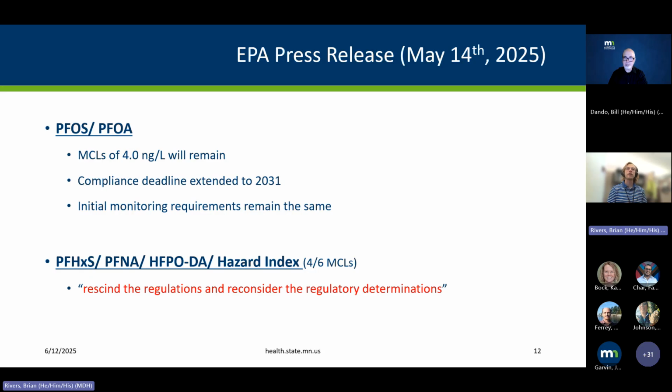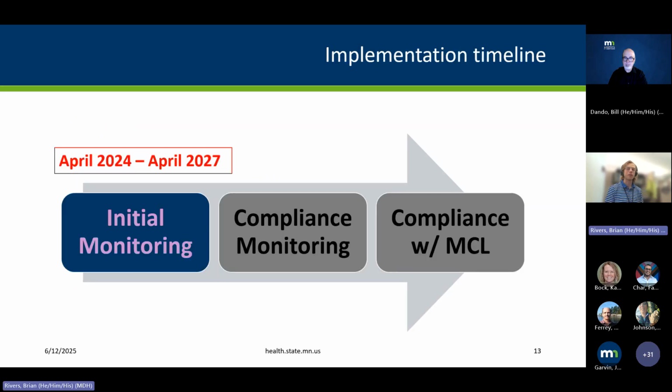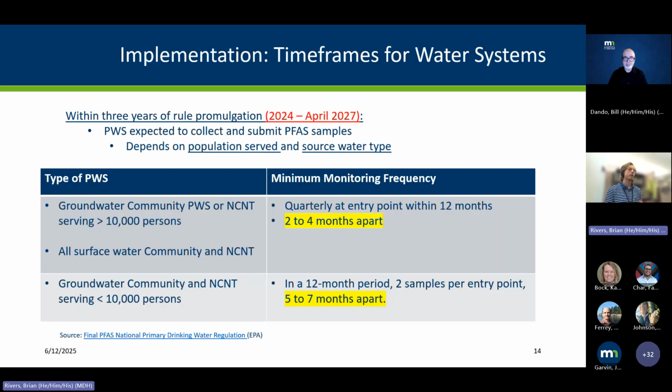They also mentioned that the compliance deadline for being under the MCLs is extended until 2031, and that all the initial monitoring requirements will remain the same for detecting these PFAS. So that was kind of our curveball that we were thrown a couple weeks ago. However, in terms of completing initial monitoring, we are still on that same timeline. So right now, the period that we are in is this initial monitoring.